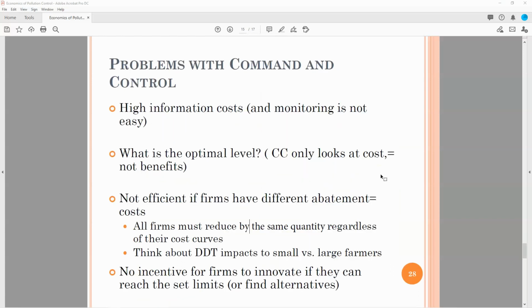Even though the command and control method is a very strict and very effective way to control human pollution, there are many problems with this method. For example, there would be high information costs and monitoring costs because it is not easy to monitor each firm's actions. Also, it would be difficult for us to decide the optimal level of pollution because command and control only looks at the cost part, not the benefits part. So if we want to get the optimal level, we need to compare the cost and the benefits. Then we need to maximize the difference between benefits and the cost, right?